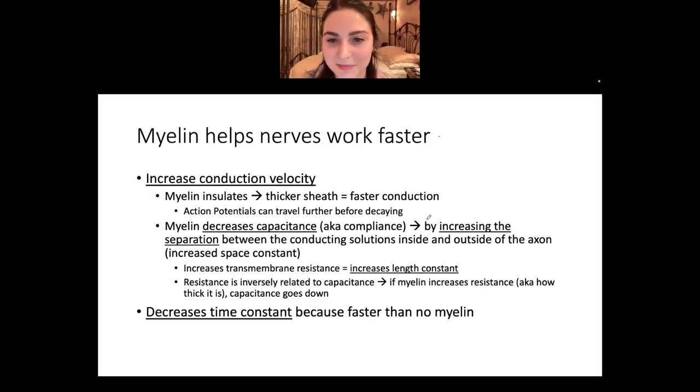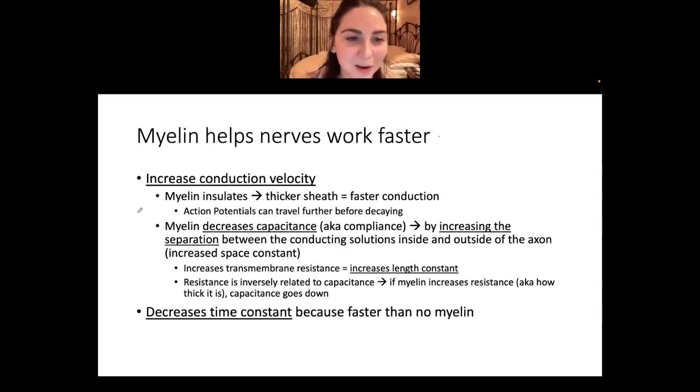And I have pictures to show you what this means, but they're basically trying to show the idea of saltatory conduction. That's just how they're wording it. But I'll show you in a second. Another way they can say increasing the separation between all these different solutions is increasing the space constant. Okay. And remember that capacitance and resistance are inverse, or compliance and resistance are opposite. So if we're decreasing compliance, that means resistance is going to go up. If we're increasing resistance, this is going to increase what's known as the length constant. Okay. And then it's going to decrease the time constant because it's faster than not having myelin.